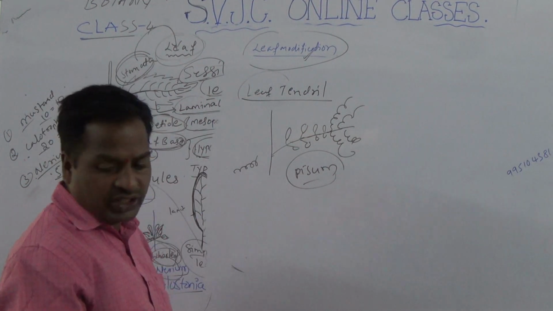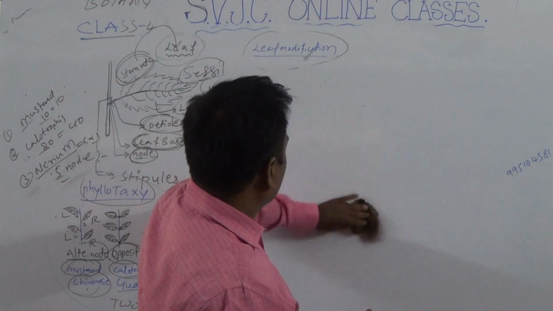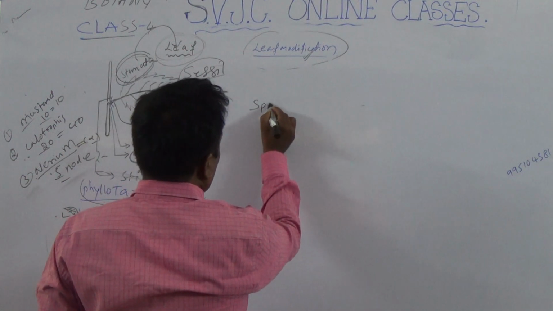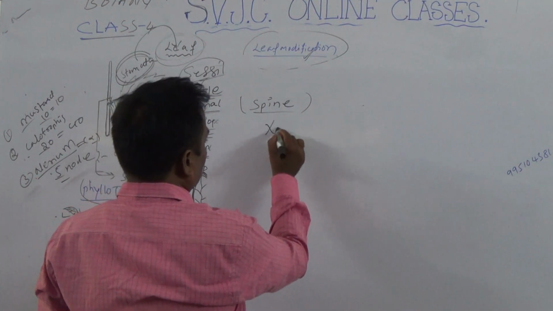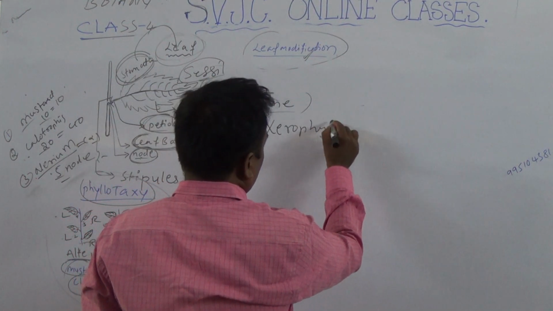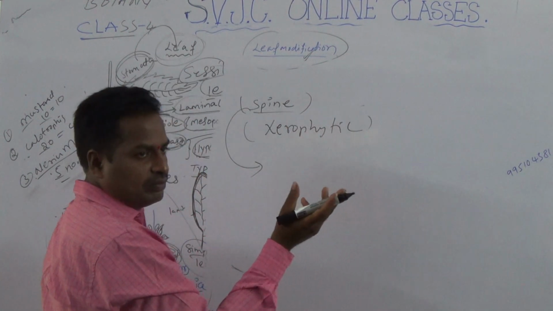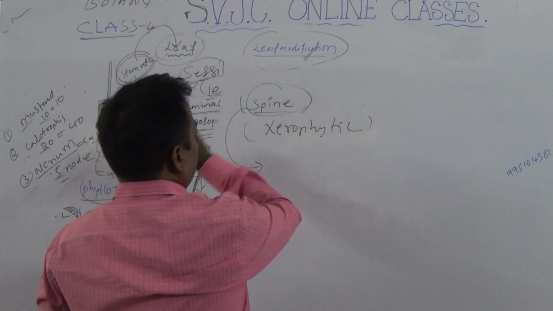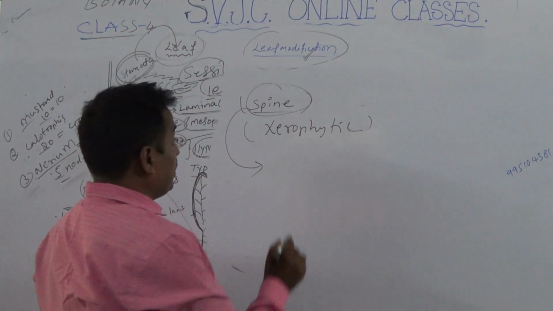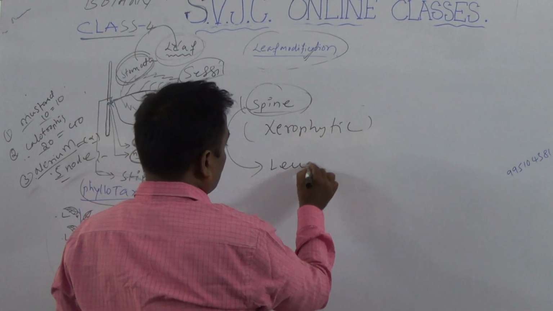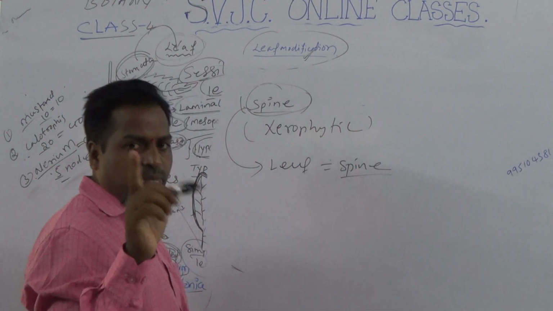And another modification is spines. Spine is one of the leaf modifications, commonly reported in xerophytic plants. The leaf or leaf parts are modified into sharp and pointed structures, which is called a spine. For which purpose? The leaf is modified into a spine to regulate the transpiration process.